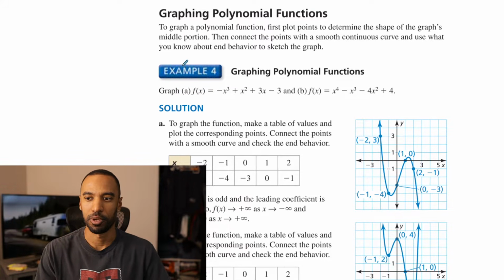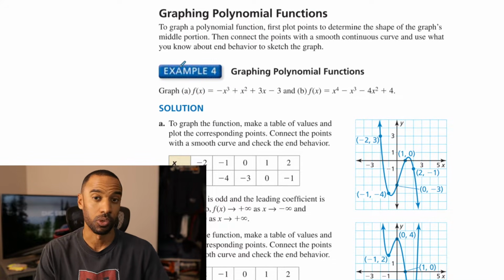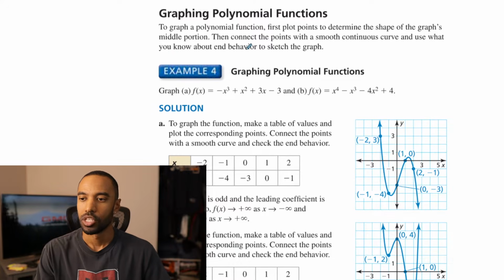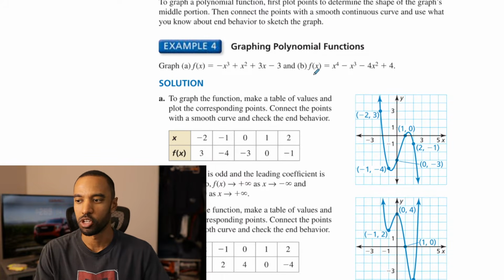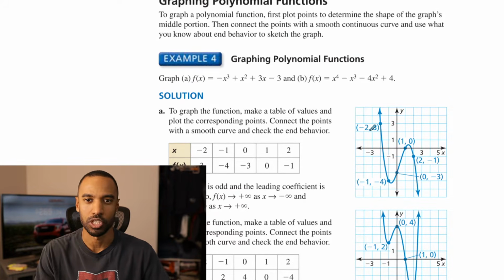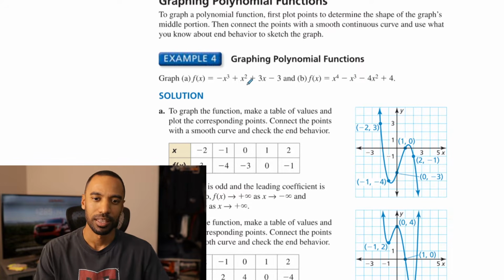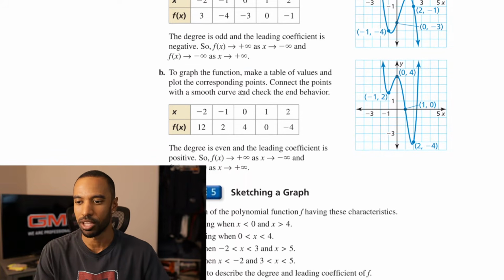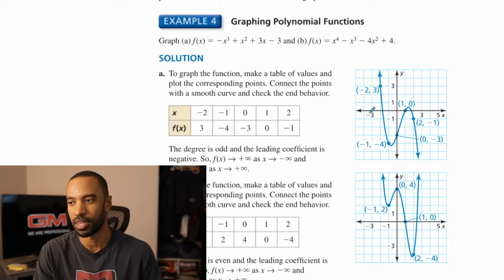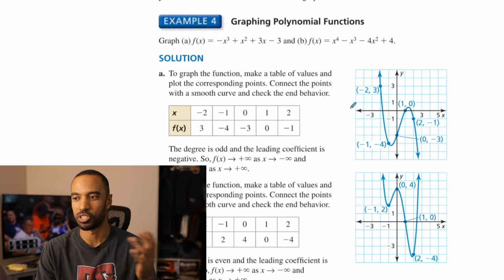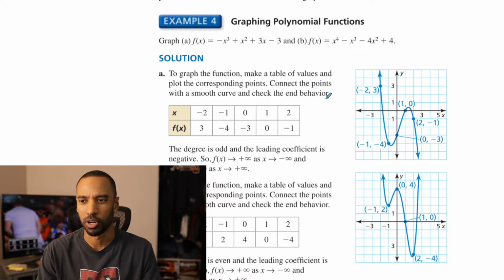Okay, graphing polynomial functions. Here's where we are actually going to use a table. To graph a polynomial function, first plot its points to determine the shape of the graph's middle portion. So they want you to first plot some points, figure out what's going on. This is where our use of a table will happen. I guess they are going to have us go from -2 to 2. I'm going to do the same thing, I suppose. We'll get some of the points and understand how this thing hits some curves, okay?